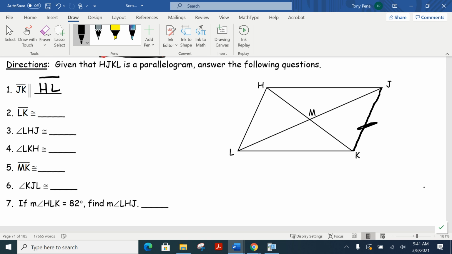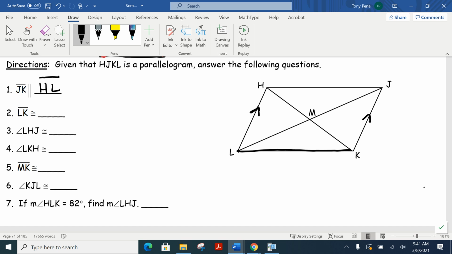So let's get used to our new markings for our diagrams. There you go. So parallel, we use arrows. These 2 sides are parallel to each other. All right, then segment LK. Where's LK? All right, so LK is down here.